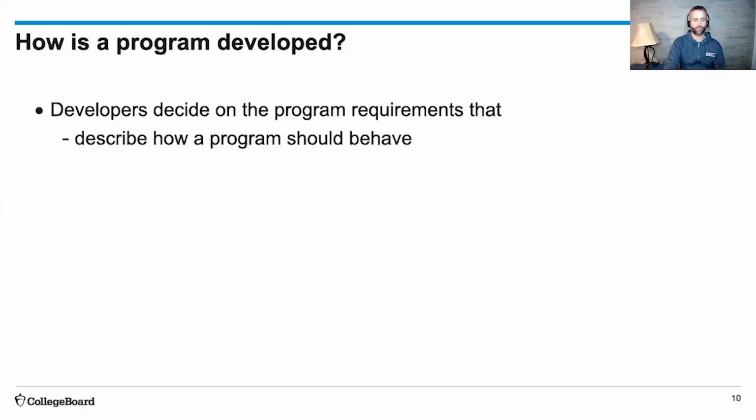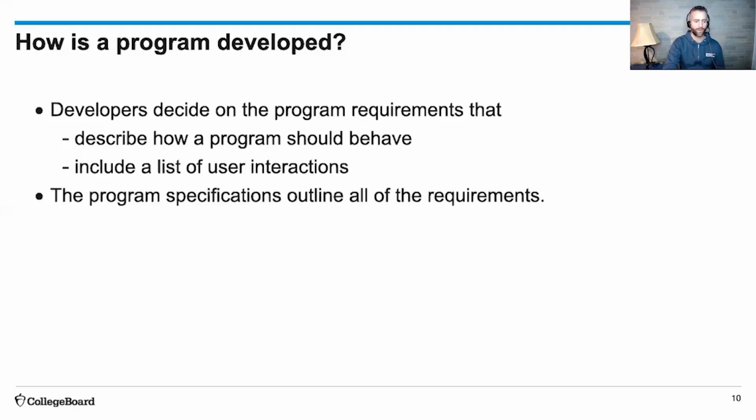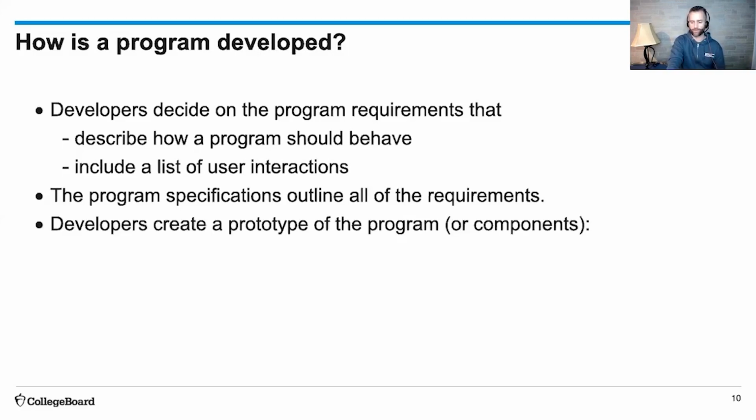All right, so developers are then going to decide on program requirements, right? So they're going to decide on program requirements that describe how a program should behave. They're going to include a list of the user interactions. So they're going to say, okay, these are all of the things that the program does, and then this is the list of the users' interactions, right? So that the users know what they can actually do with this device or this program.